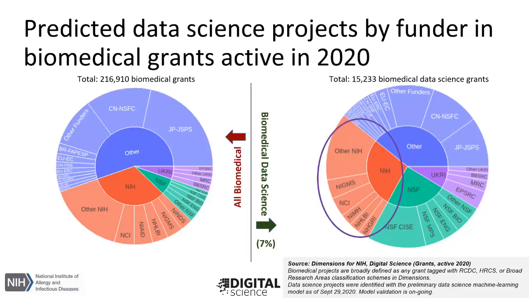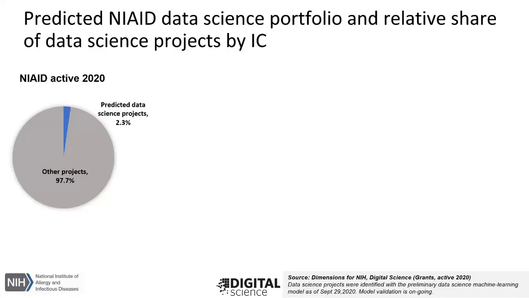So now let's zoom in a little further. Let's look at NIH, and let's particularly look at NIAID, since they're the ones who are working with this project. When we look at the NIAID portfolio in 2020, we see that it's a little bit above 2% of NIAID's projects that are data science. Now, what does that really mean? It's actually hard to say without any context. And so to get some context, we're going to apply the same method across all NIH ICs.